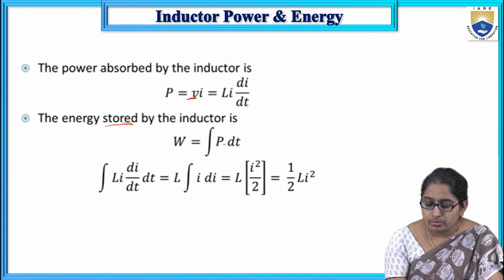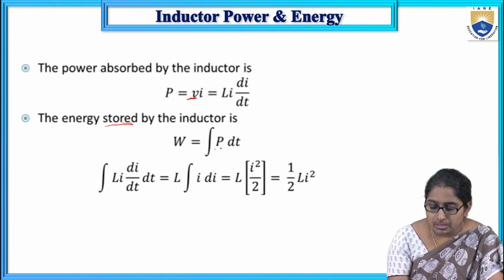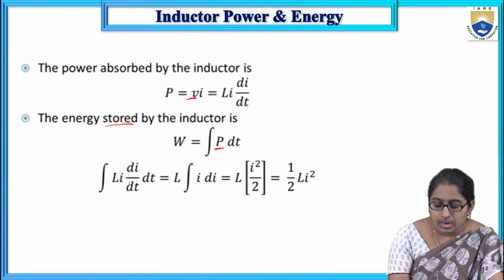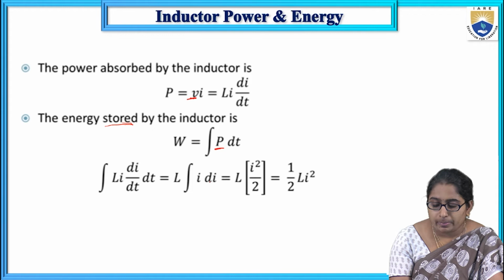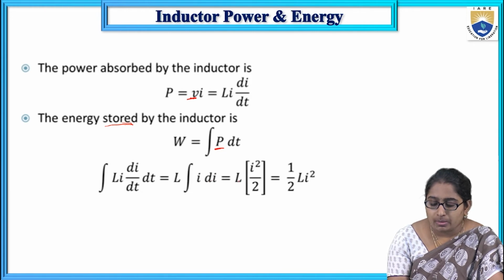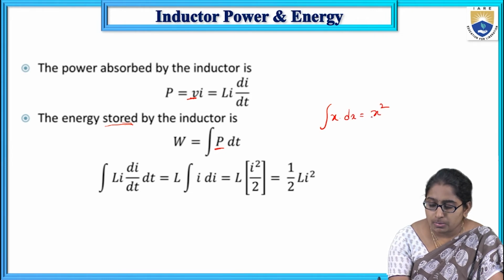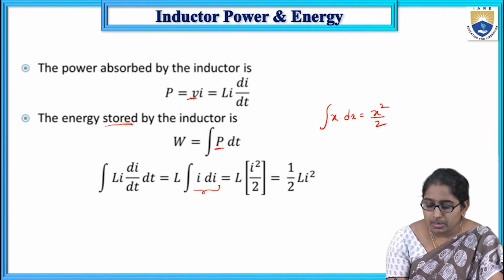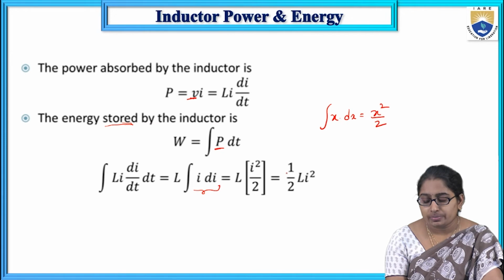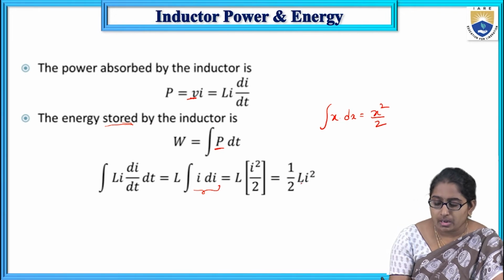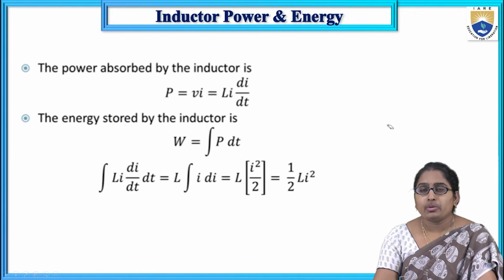So W equals, we know this basic definition. Here, substituting for power, whatever power expression we have, L i di by dt into dt, the dt gets cancelled. Taking L out, it becomes i into di. The integral of i di means, from basic mathematics we know the integral of x dx is x square by 2. In a similar manner, the integral of i di is i square by 2. So the expression for energy stored in an inductor is given by half L i square. So that is about the inductor.